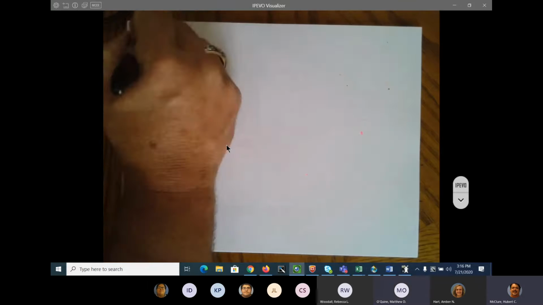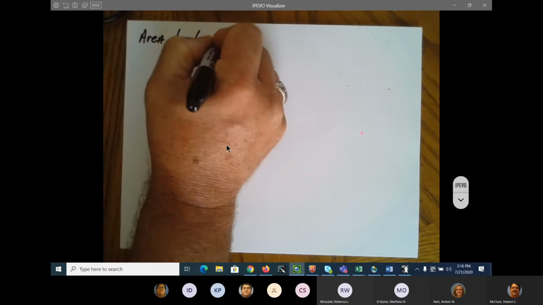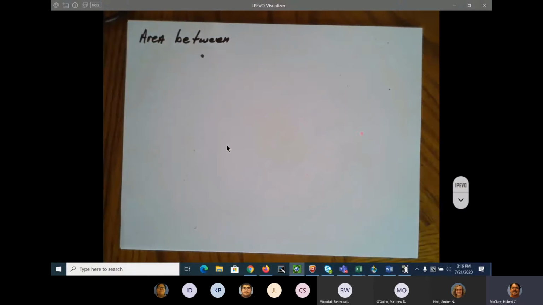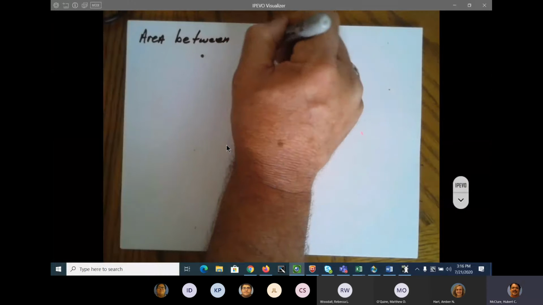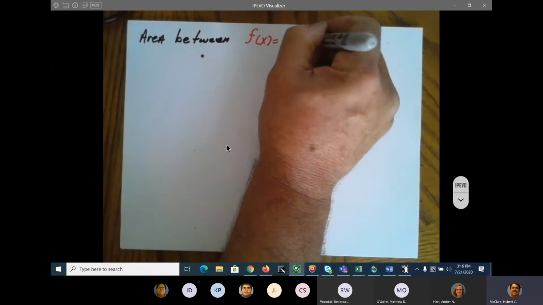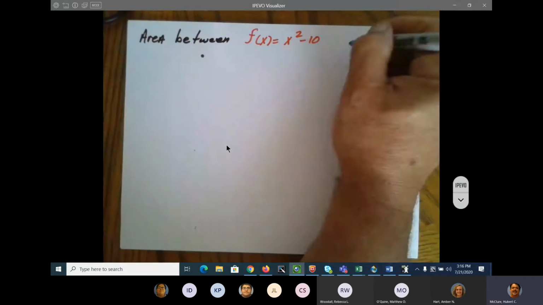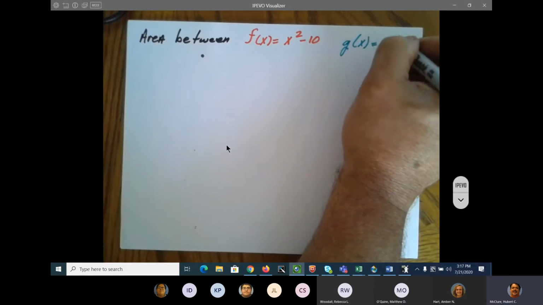They want you to find the area, and this is a test question also, between f of x is equal to x squared minus 10, and g of x, I'll do that in blue, g of x is equal to 9x.